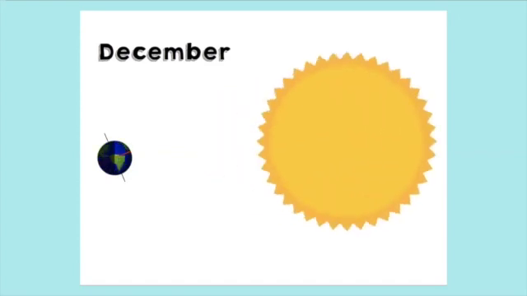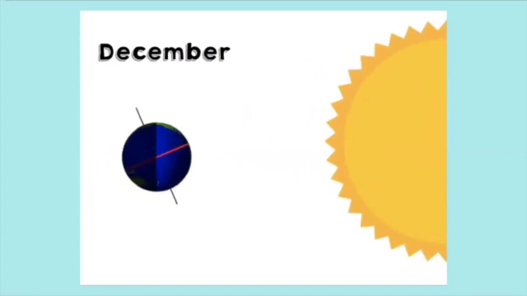Let's compare the amounts of sunlight and darkness in the northern hemisphere now that it's December. The amount of darkness is now much greater than the amount of sunlight that the northern hemisphere receives. This means that the days will be shorter during December and the nights will be longer. In the northern hemisphere, this is winter time.